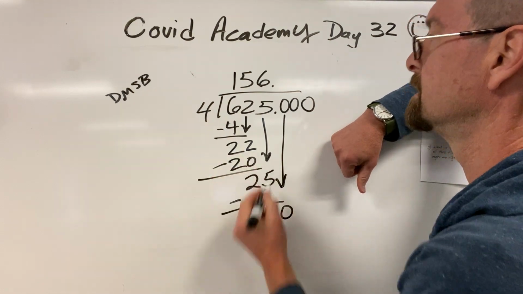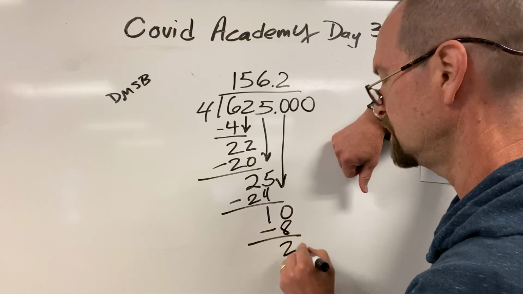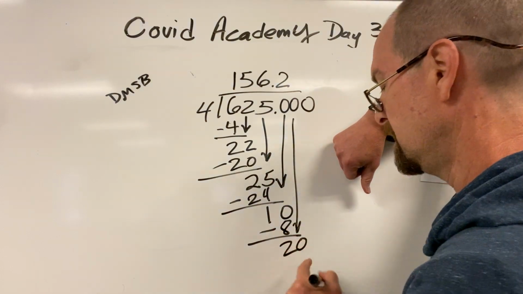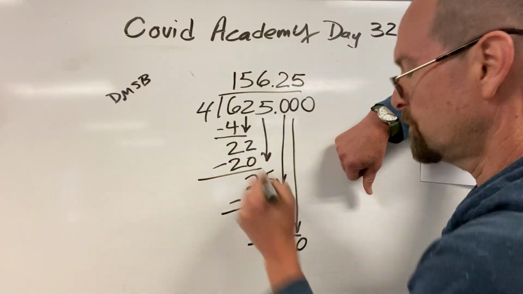How many 4s fit into 10? 2 of them. 2 times 4 is 8. Subtract to get a 2. Drop. How many 4s fit into 20? 5 of them. 5 times 4 is 20.